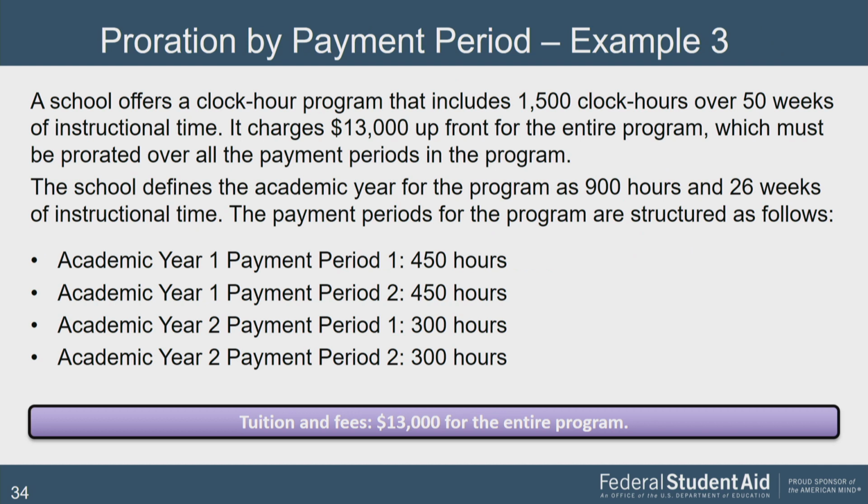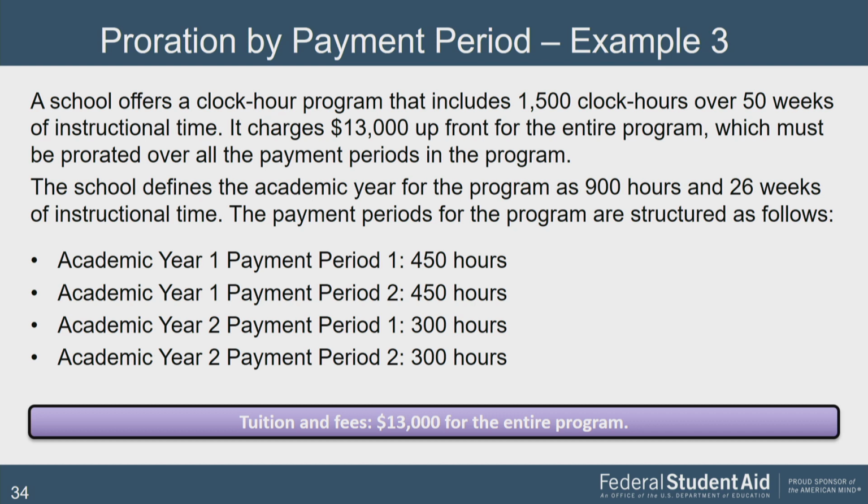We have one final example here. Let's take a look at that. We now have a school offering a clock hour program. And this includes 1,500 clock hours offered over 50 weeks of instructional time. The school, in this case, does charge $13,000 for the program up front, which must be prorated over all the payment periods in the program, and the school defines the academic year for the program as 900 hours and 26 weeks of instructional time. Remember that for a clock hour program, the minimum number of weeks is not 30, but 26 in the definition of an academic year.